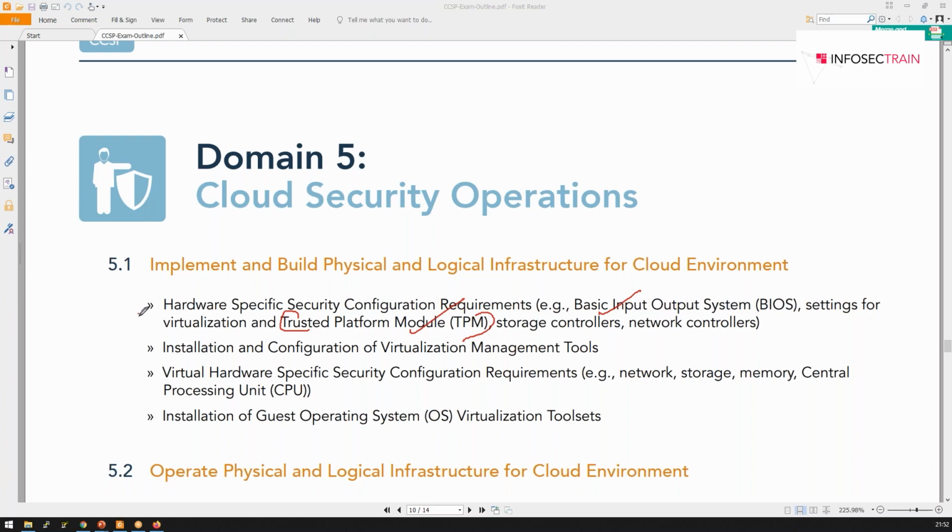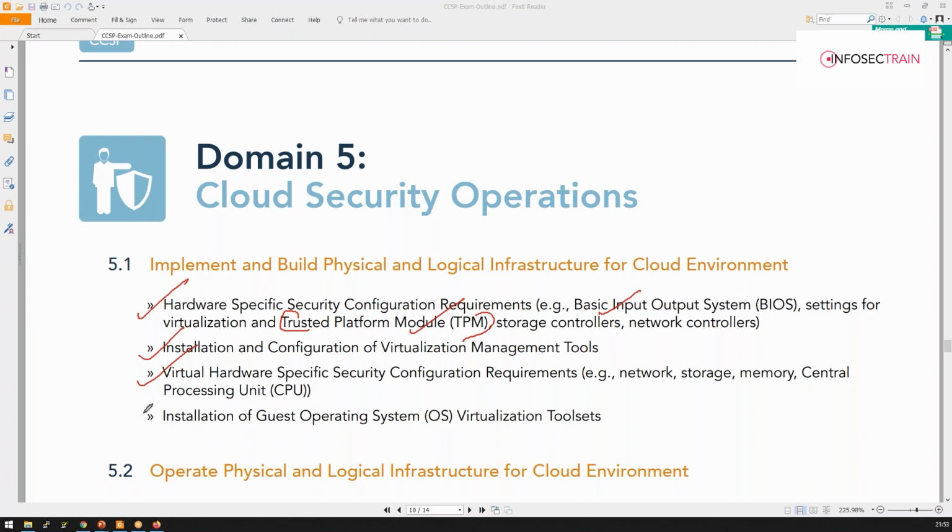Then, how can the cloud service provider install and configure the various virtualization management tools, what things do they have to keep in mind, and how are they able to secure the configuration? For example, in virtualization they have a lot of VMs, right? How can they enforce segregation? How can they ensure that proper RAM, proper CPU capacity, and everything is available for each and every VM? All these things we can do with the help of virtual hardware specific security configuration requirements.